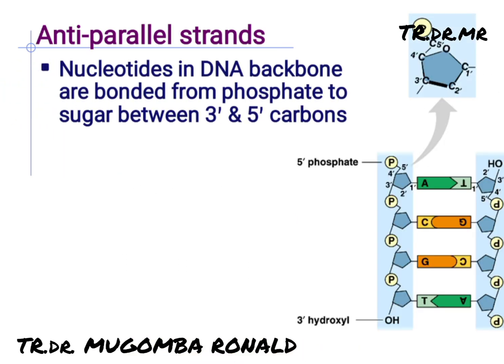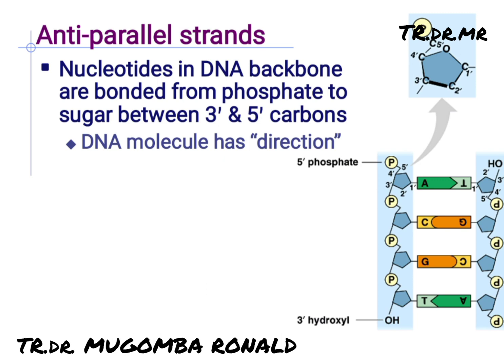Now we go ahead and look at the DNA structure. You will all appreciate with me that the DNA structure is bonded from phosphates to sugar between a 3' end and a 5' carbon. And you realize that this DNA molecule has direction. As you read, you might read it from the 5' to 3' direction, but you can see clearly that it has direction.